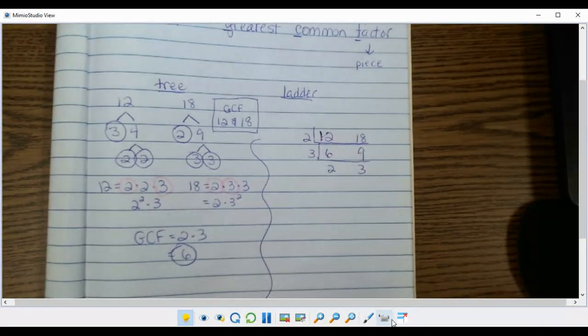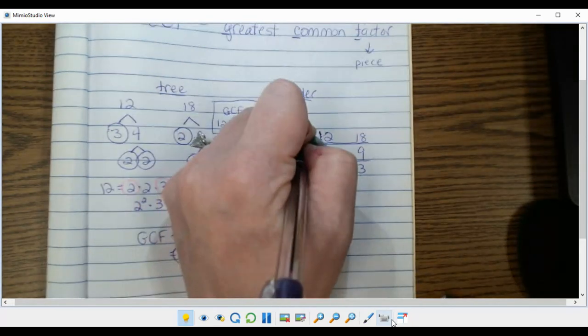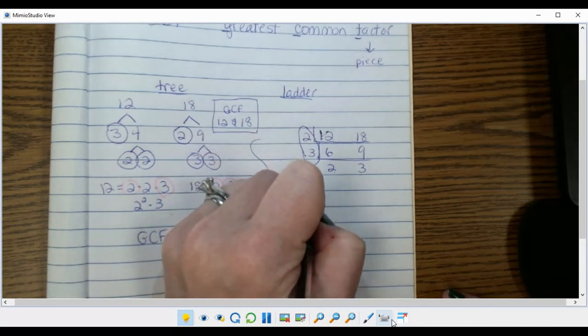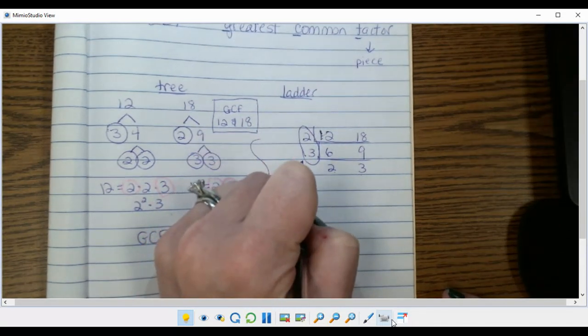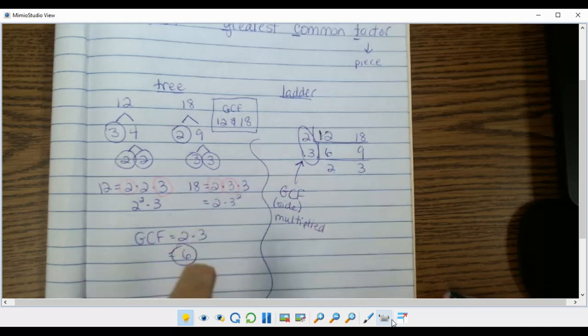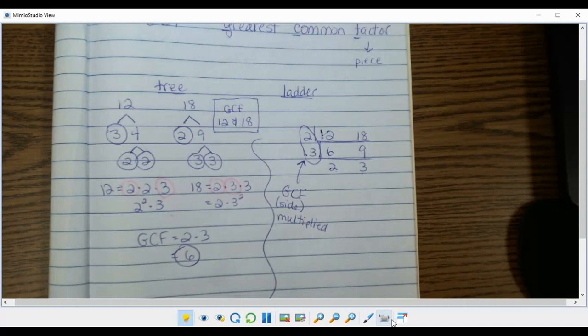Before you make that next layer, is there anything that will divide into both 2 and 3? No, 1's the only number, and that's not going to get me anywhere. So the GCF is the stuff on the side multiplied together. And again, we got 2 times 3, or 6. It didn't change my answer.